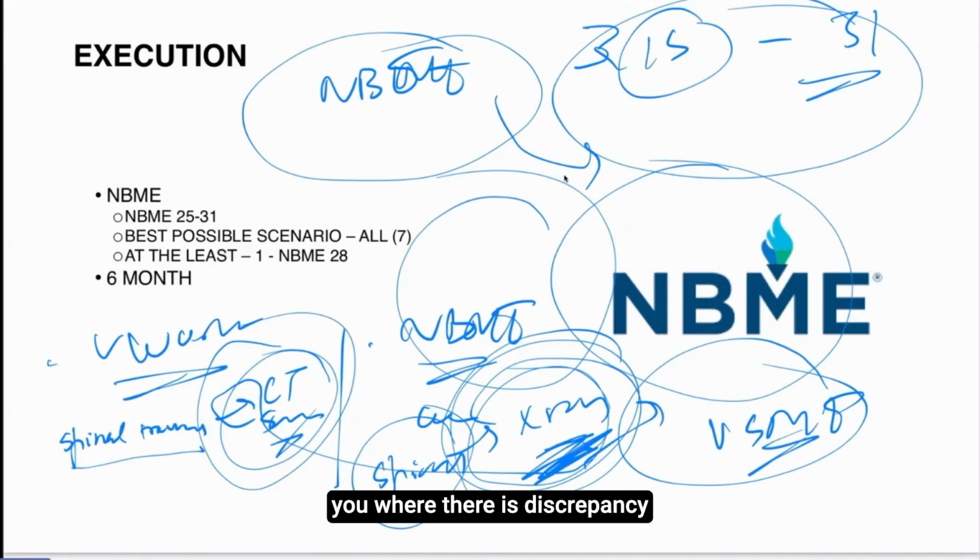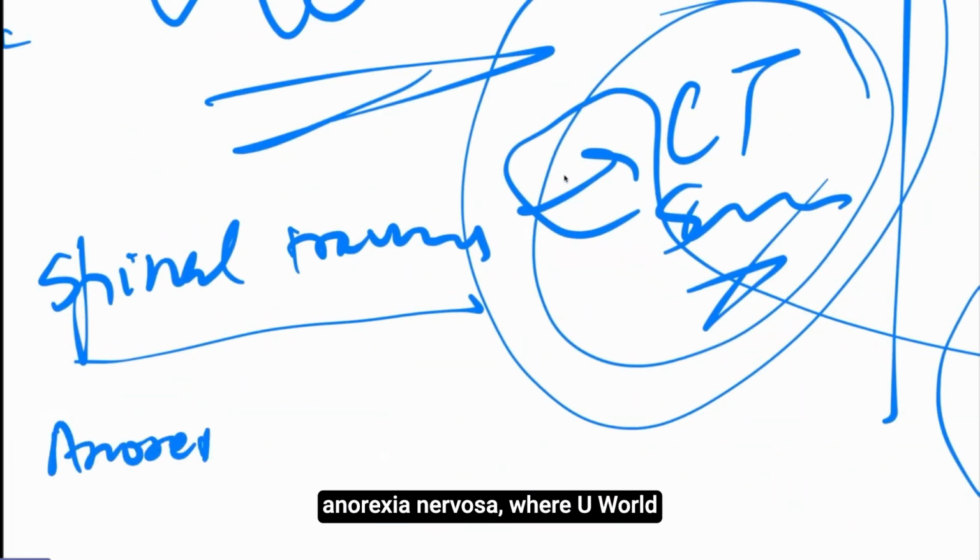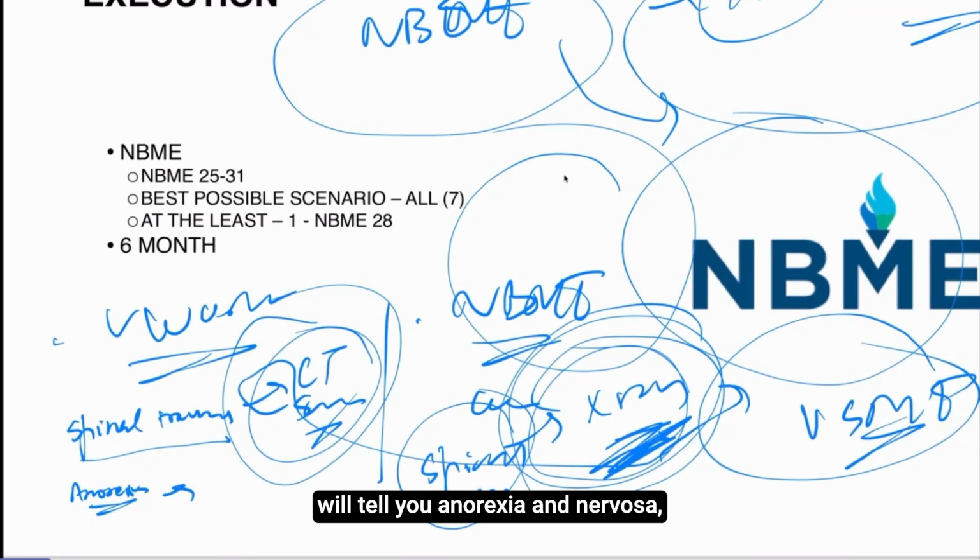Another example where there is a discrepancy between UWorld and NBME is anorexia nervosa, where UWorld will tell you that for anorexia nervosa, if there is less than 18.5 BMI, you do inpatient hospitalization.